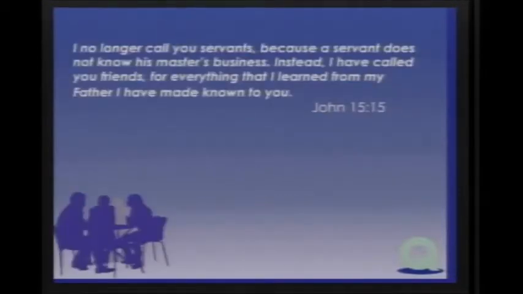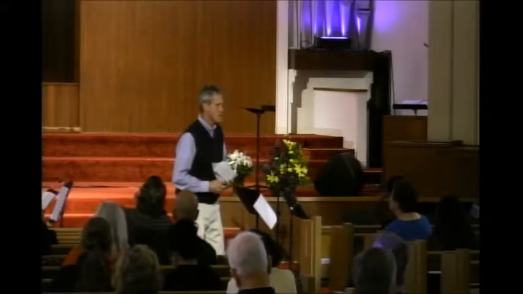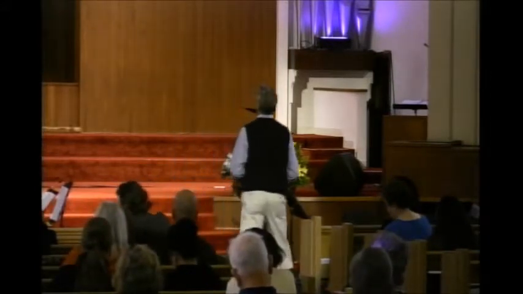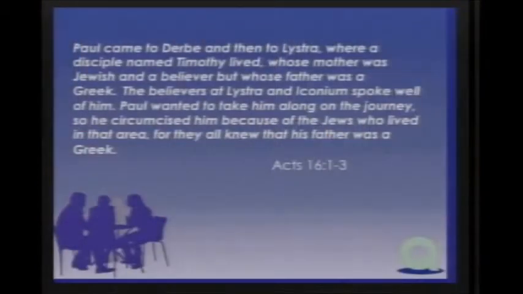The second one is reproduction. Design for discipleship. Part of discipleship is reproducing ourselves. If we never reproduce ourselves, then we're not really going. "I no longer call you servants, because a servant does not know his master's business. Instead, I have called you friends, for everything I learned from my Father I made known to you." So we're supposed to reproduce ourselves in other people. How do you do that? When you're in relationship with them, when you're hanging out together around these things. Here's Paul. He comes and gets Timothy. He reproduces himself in Timothy, makes Timothy like him.